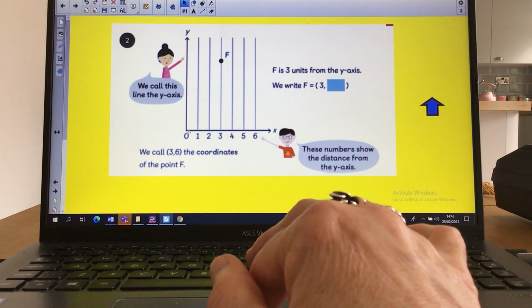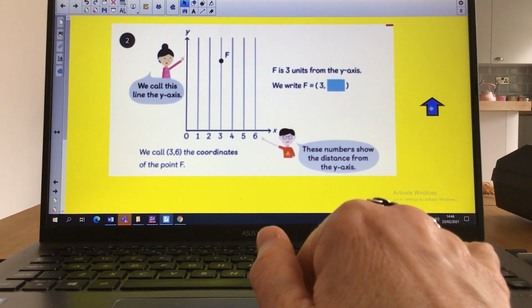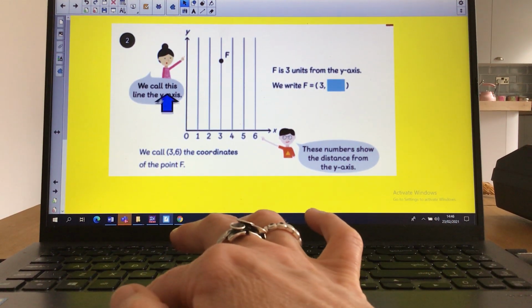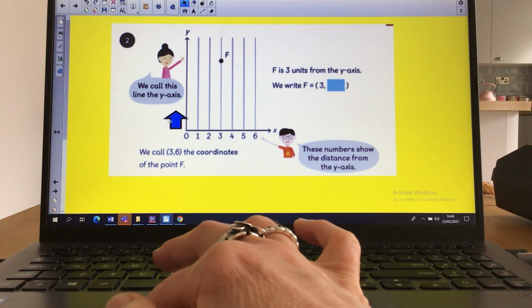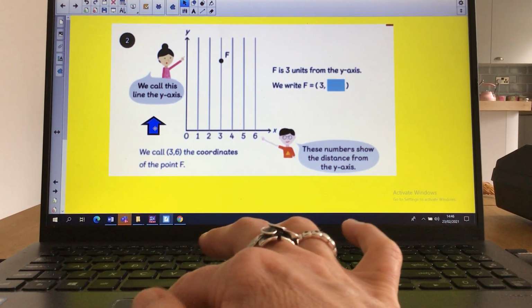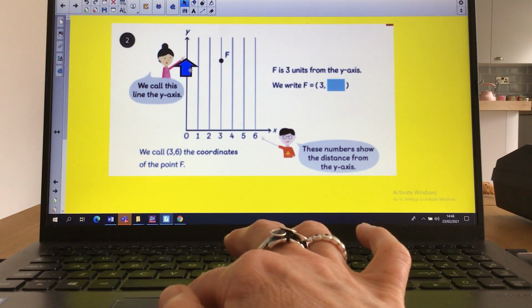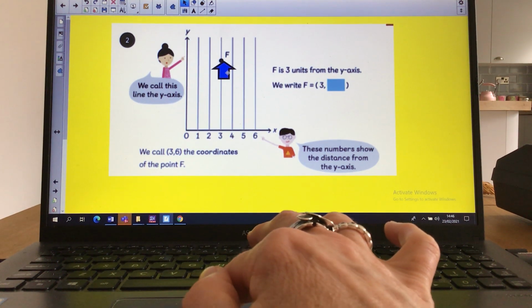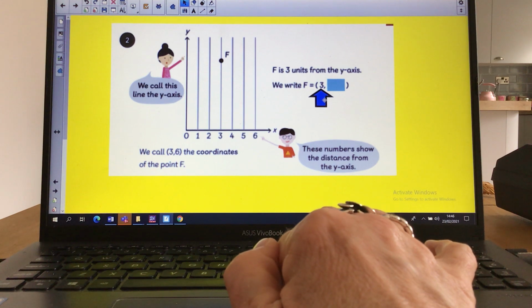We call this the y-axis. Let me get my y here. Okay, the F is 3 units from the y-axis. There's the y, it's 1, 2, 3. And so we write it there.